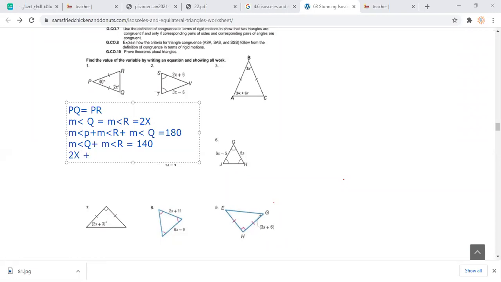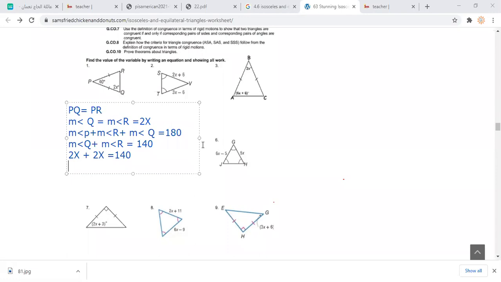Now we have 2x plus 2x equal 140, right? Because angle Q plus angle R equals 140, because the sum of measure of angles inside a triangle equals 180 degrees. And we have P equal 40, then 180 minus 40 equals 140. Then Sama, continue, please.